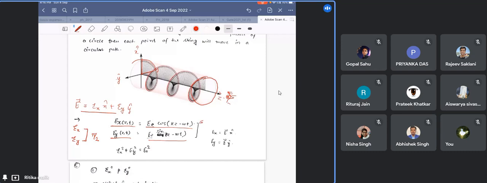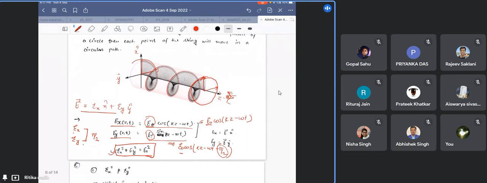For example, here Ex is E0 cos(kz minus omega t), and the y polarization can be written as E0 cos(kz minus omega t minus pi by 2). So if there is a phase difference of pi by 2 between the Ex component and the Ey component, and their amplitude is also the same, in that case it will represent circular polarization. The amplitude has to be the same because to be a circle, your radius has to be the same in the x and y directions. So your Ex component and Ey component will form a circular equation.